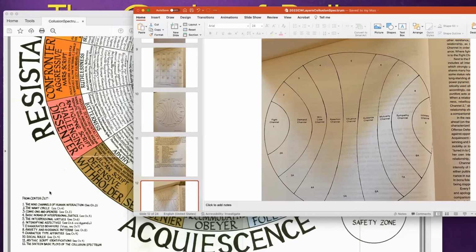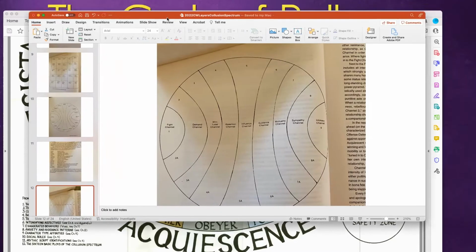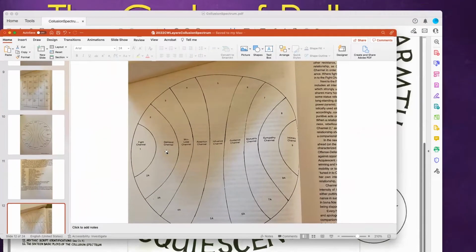So if you guys can see this, the lower left corner, these are what each of the concentric circles mean from the center out, the 9 channels of human reaction, our human interaction. So we'll see that. From on the far right side, the fight channel, then number 2, the demand channel, the win-lose channel, the assertion channel, the influence channel, guidance, mutuality, sympathy, and intimacy.